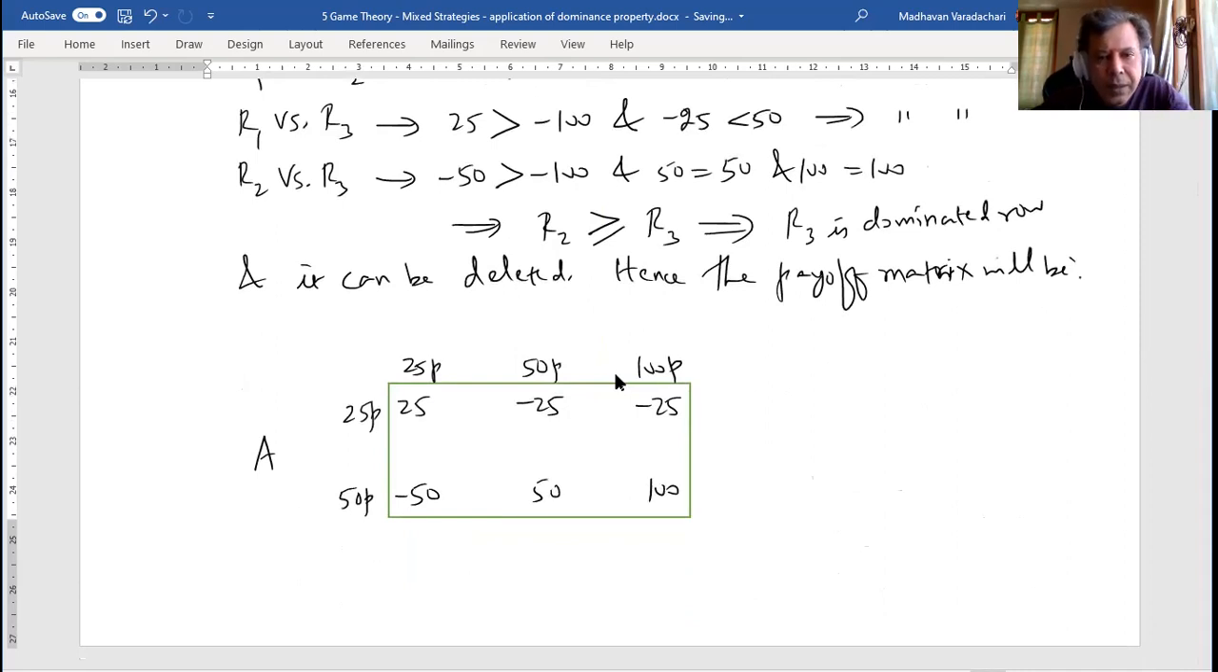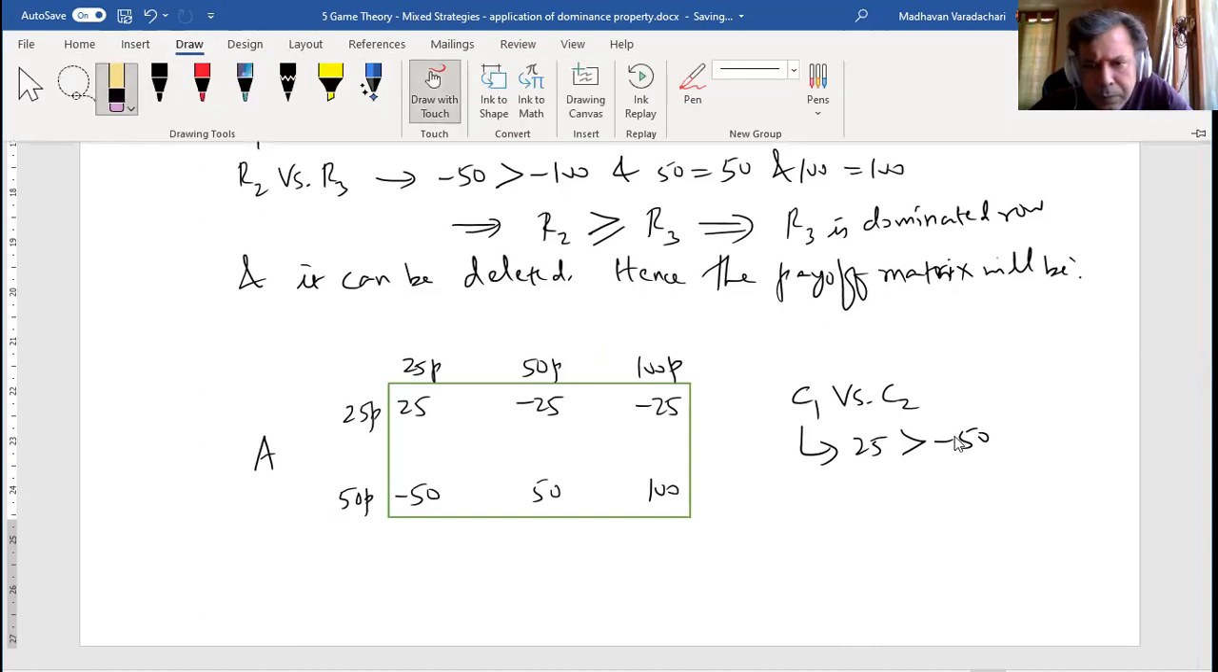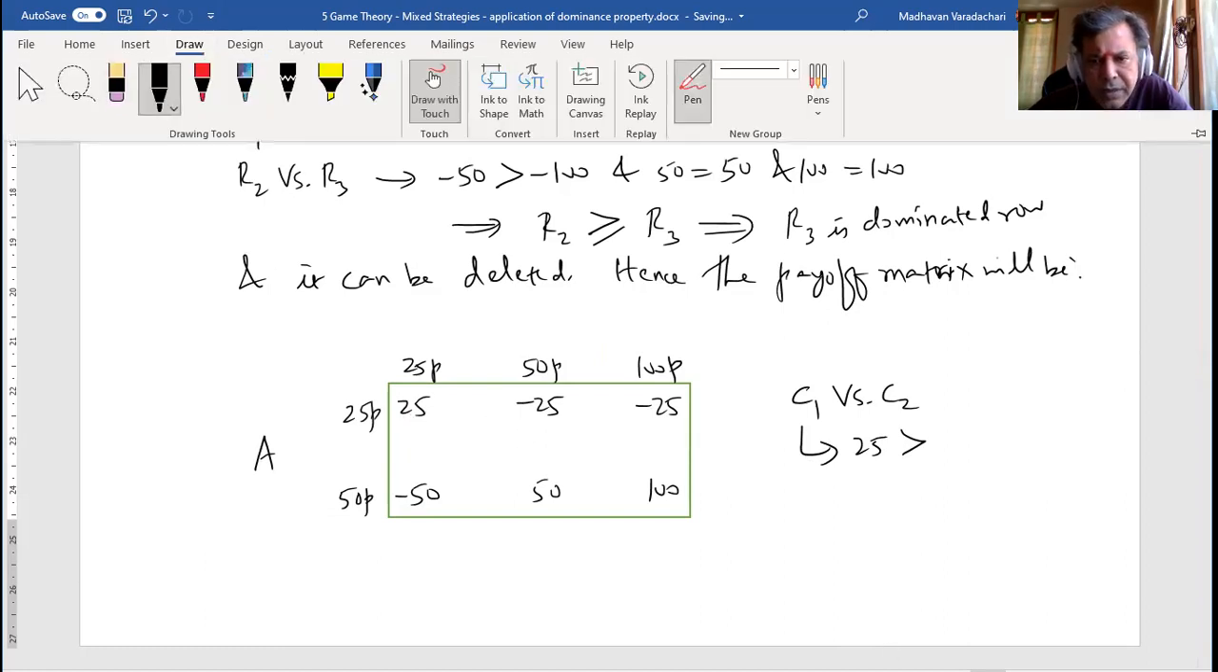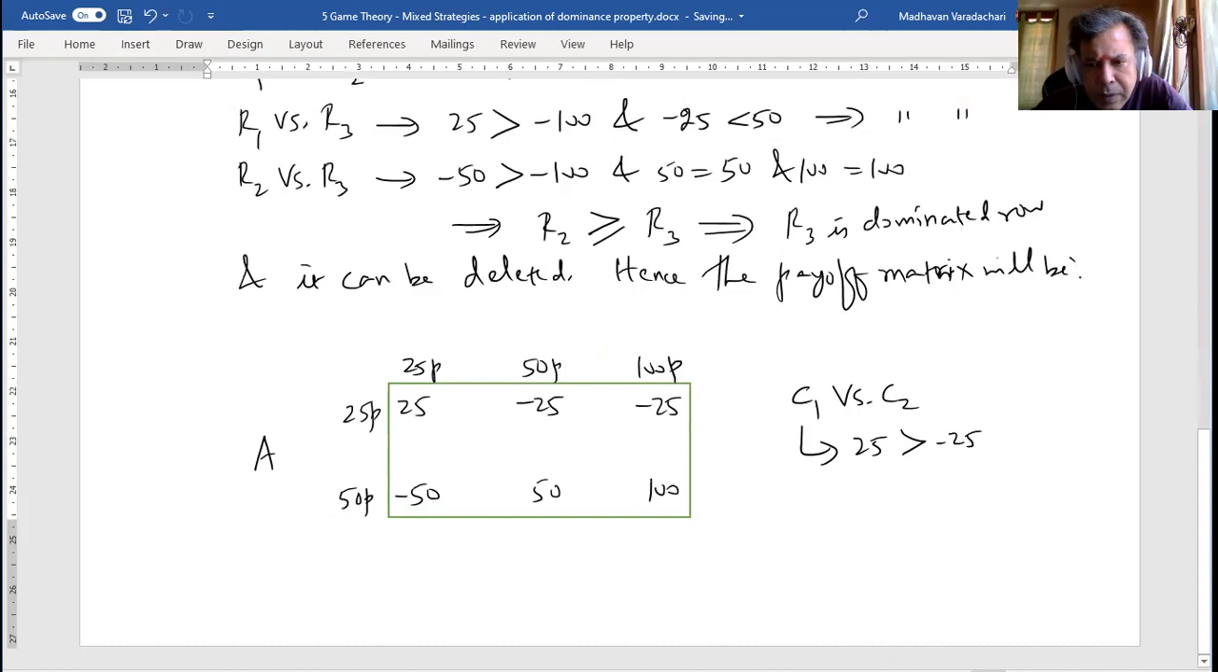Now let us check for column dominance. First column 1 versus column 2. I'm sorry, I should compare columns. First column versus second column. 25 is larger than negative 25 and negative 50 is lesser than 50. So no dominance if we compare column 1 and column 2.